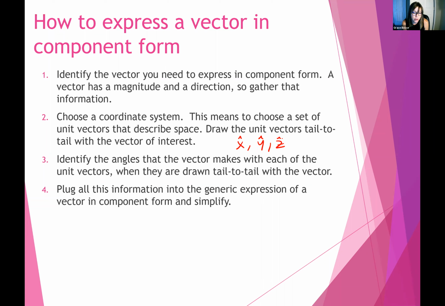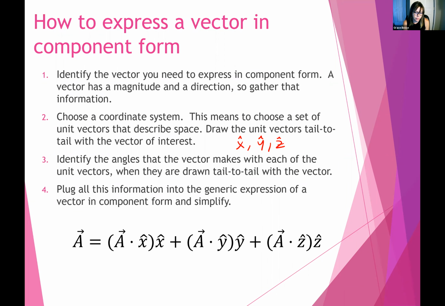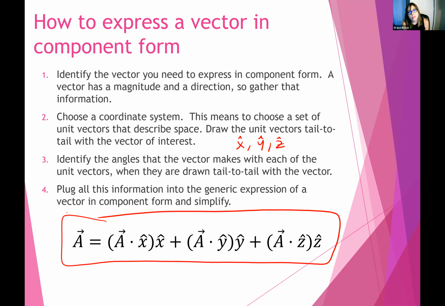After we have decided what coordinate system we want to use, we draw those unit vectors tail to tail with our vector that we are investigating. Then we need to identify the angles that our vector is making with each of these unit vectors. Then we're just going to plug all this information into a generic expression for a vector in component form. This right here is a generic expression for a vector in component form. So this is what we've got to do. We gather all that information, and now we're going to use it with this expression. You're going to see this expression over and over and over again. Start to get used to it.